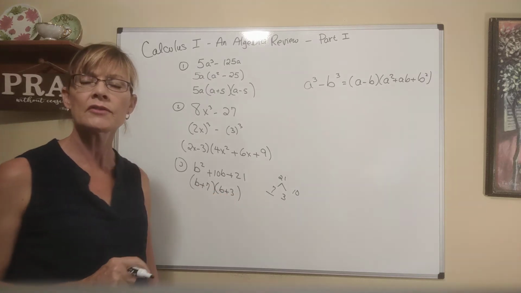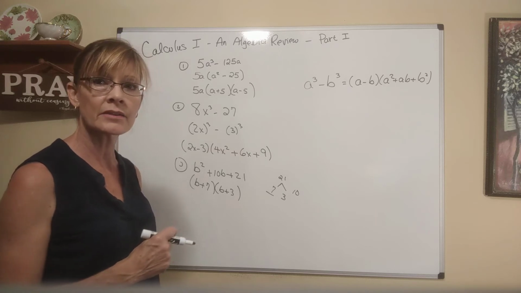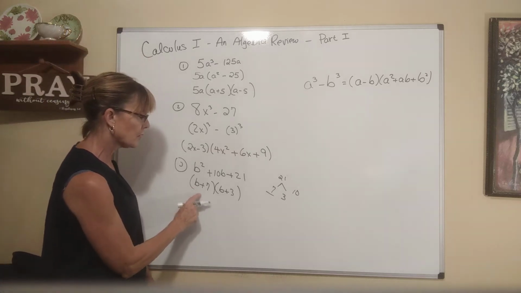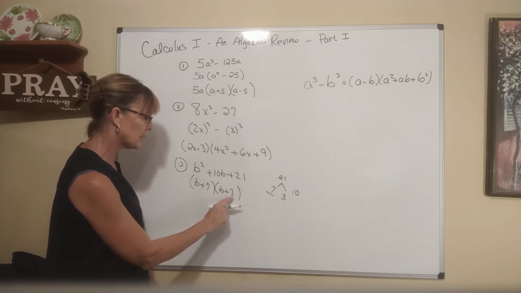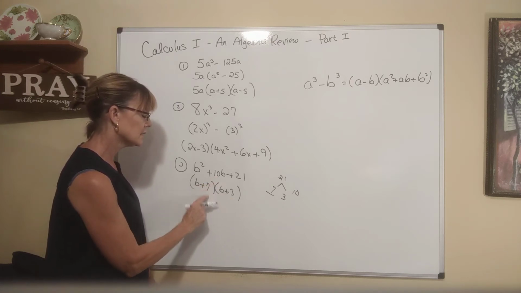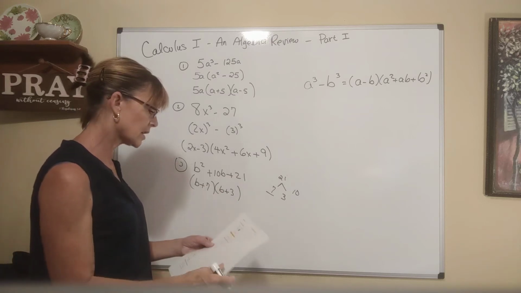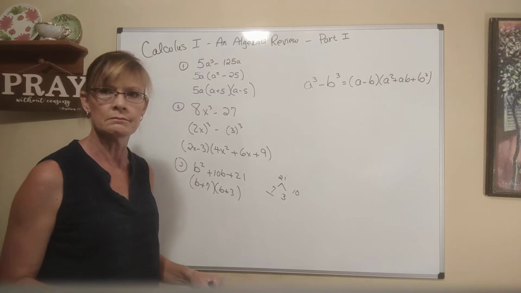You can always check every factoring problem by multiplying it back together. So real quick, b times b is b squared, 7b plus 3b is 10b, 7 times 3 is 21. It's worth the check to make sure the rest of your problem isn't messed up.